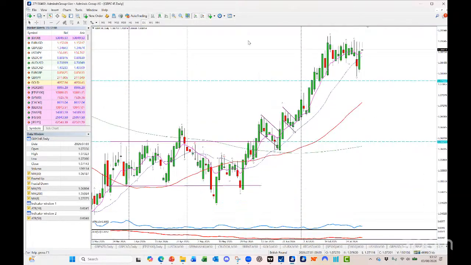Pound against Swiss franc, interestingly, we've talked about this for a while. We had Swiss franc weakening all the way. You can see great trends. Sterling strength, Swiss franc weakness. Nice daily flag patterns worked our way up.